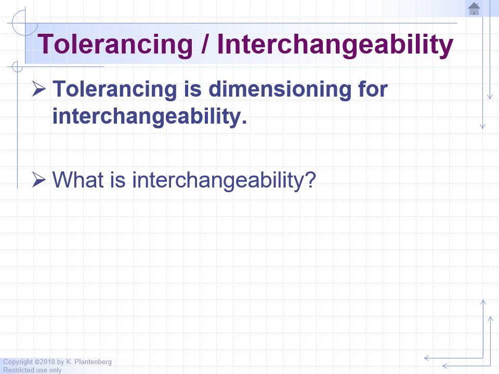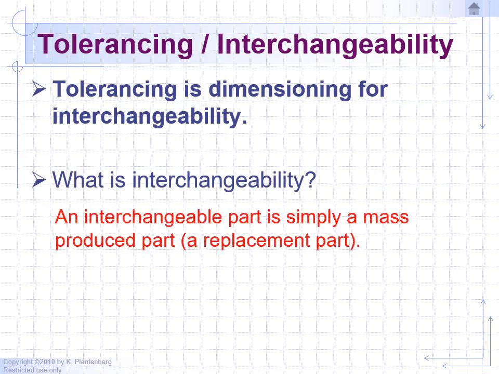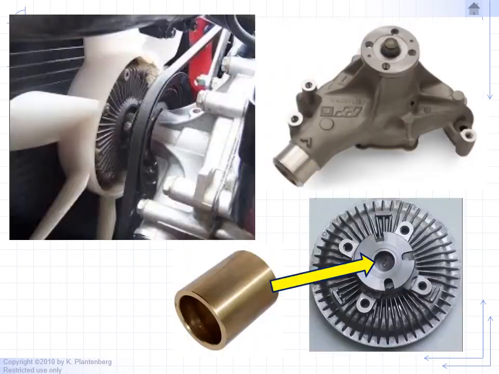Tolerancing and interchangeability. Tolerancing is dimensioning for interchangeability. What is interchangeability? An interchangeable part is simply a mass-produced part, a replacement part. A perfect example is replacing a part on your vehicle. If something breaks down in your vehicle, you can either take it to a local shop or go to an auto parts store and order the part yourself or purchase the part online.